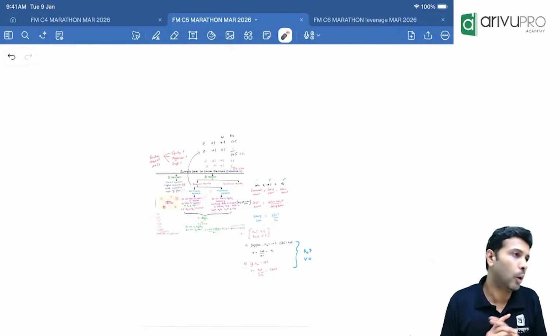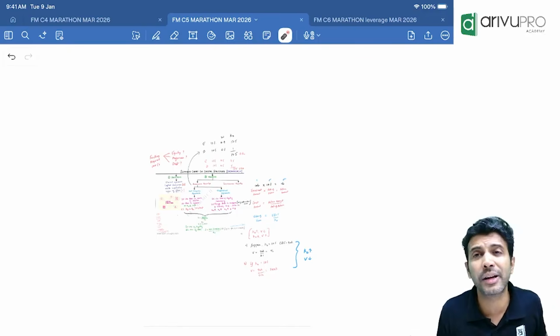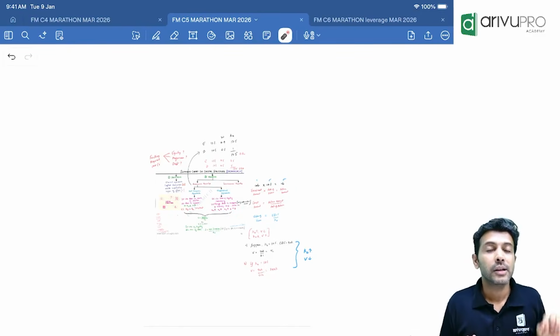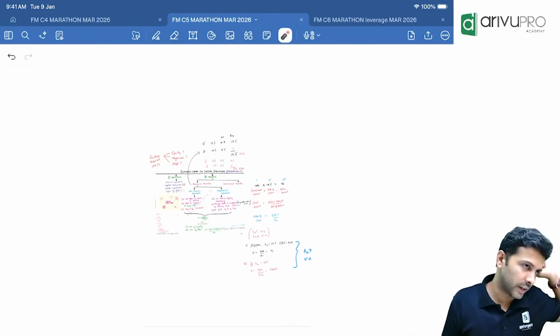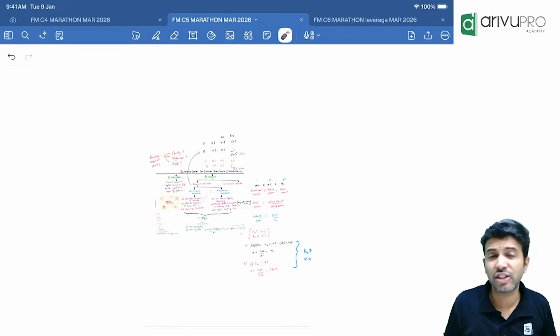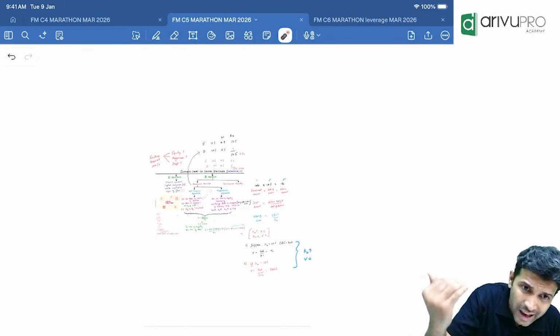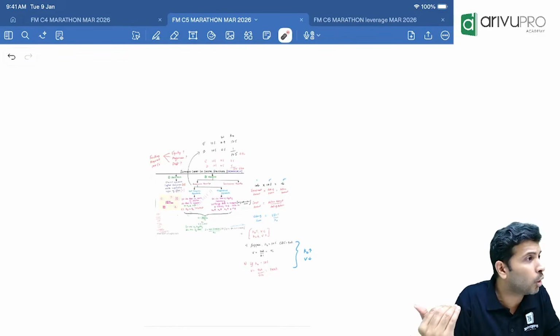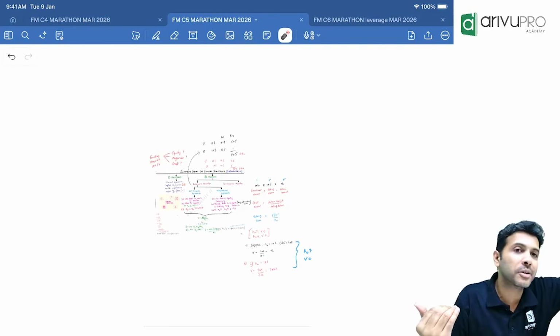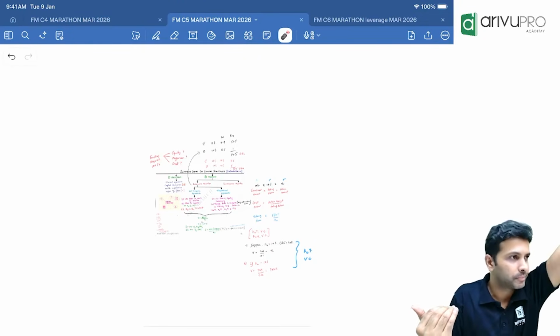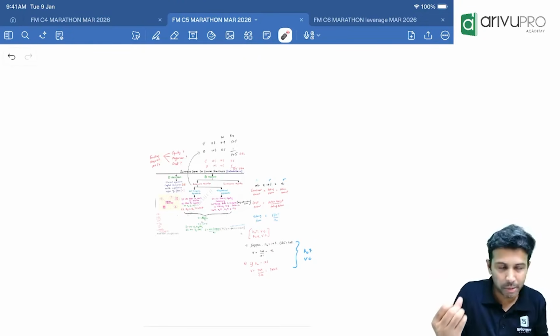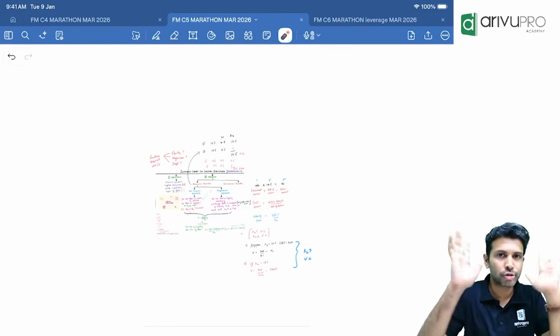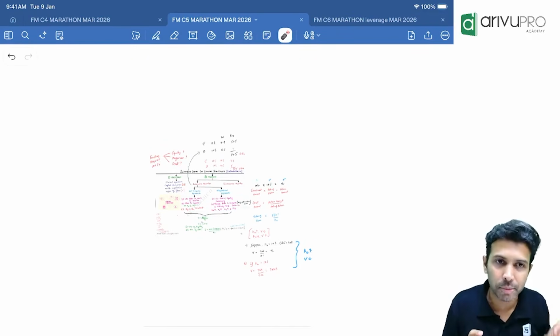Capital structure. What is the overall scope of this particular topic? Select that source of finance which will make the overall cost as minimum as possible, where KO is minimum, which will cause the value of the firm to be maximum. That's our objective. KO should be minimum, value should be maximum. Choose the source of finance keeping that as the main objective.